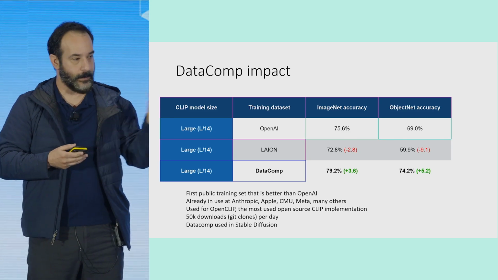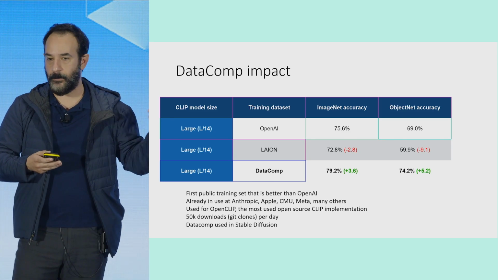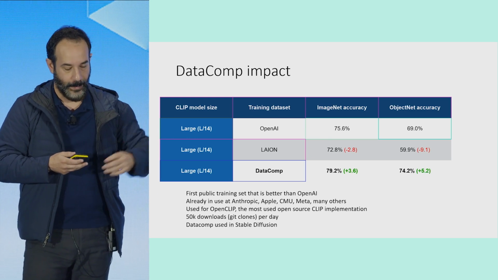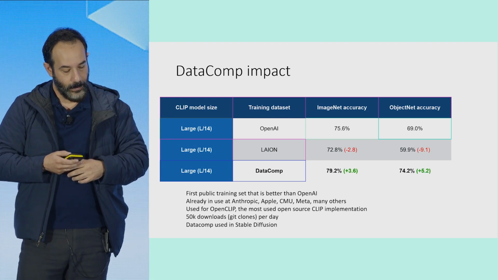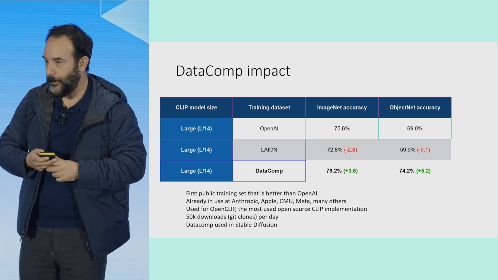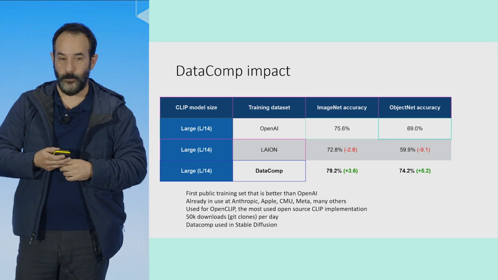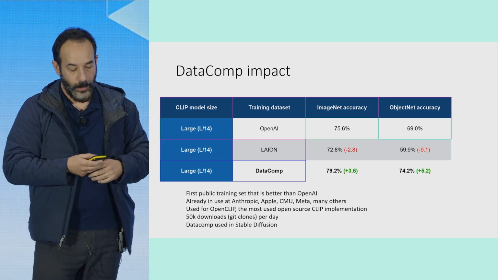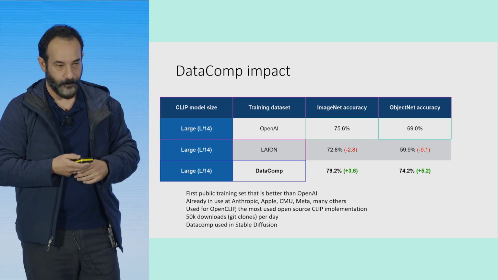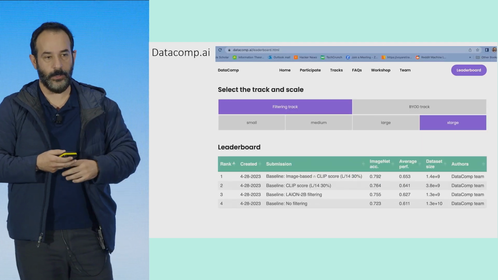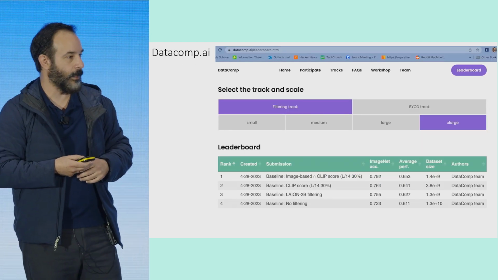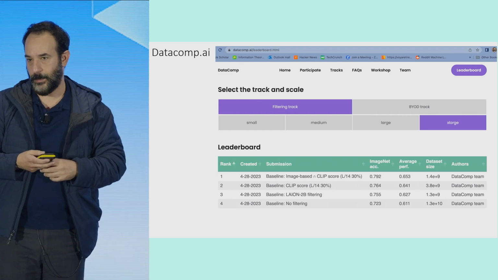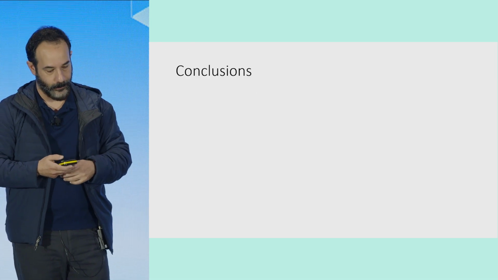So beyond that, it's an extremely useful thing if you have any retrieval problem or you're training foundation models, and it's used by many companies, including Anthropic, Apple, Meta, and many others. And it's also used for OpenClip, which is a very widely used project that's been downloaded more than 50,000 times a day, I'm hearing. And it's also used in Stable Diffusion. So we have Datacomp.ai. This is a competition page where many people are participating. And we're also doing workshops on Datacomp and Data-Centric AI in academic conferences.